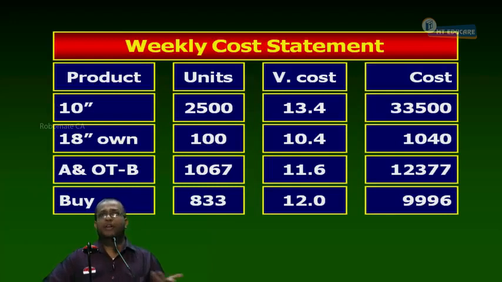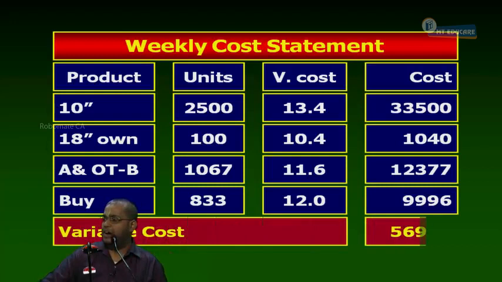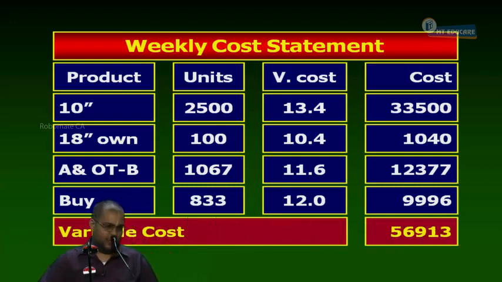9,996. Total variable cost. Right? Total variable cost. What total variable cost? 56,913. Total variable cost 56,913. Now, to do your work, I incur only variable cost, not fixed cost. They ask you to find out the total weekly cost. Should we include the fixed cost also? Yes or no? Yes. Right, now next.